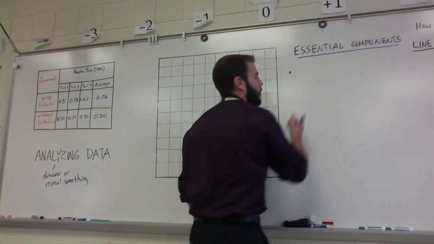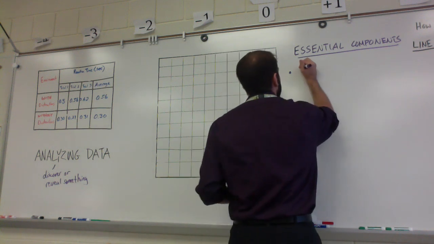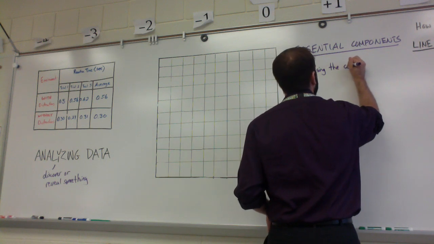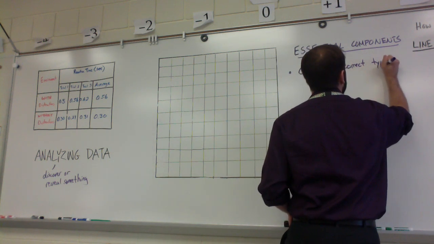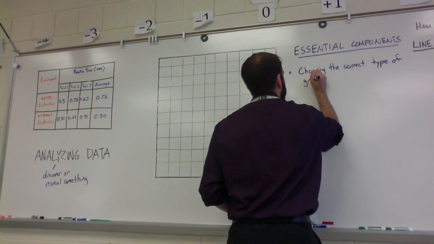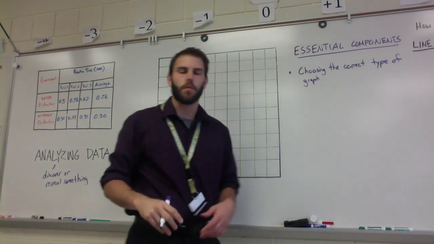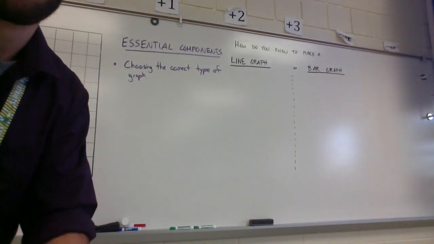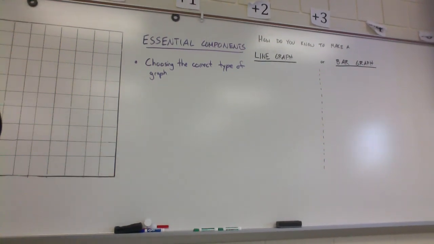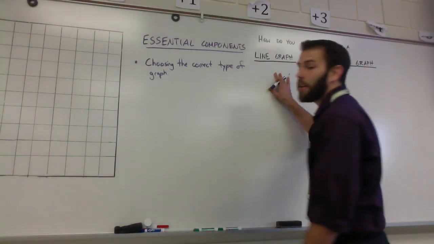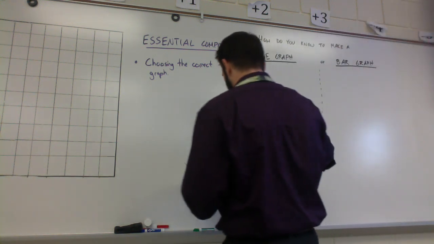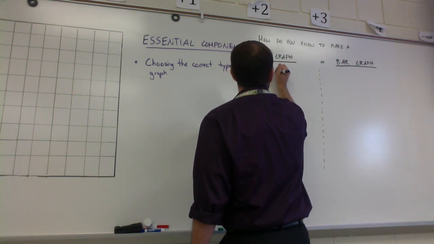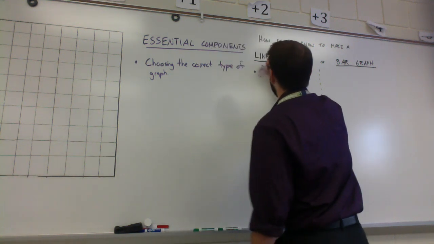And that first essential component is choosing the correct type of graph. In this class, the ones that we're going to be focusing on are a line graph and a bar graph. That's more towards the top of your sheet. So when do we make a line graph or a bar graph? Well, we're going to make a line graph when our data is continuous, and specifically, our independent variable data is continuous.